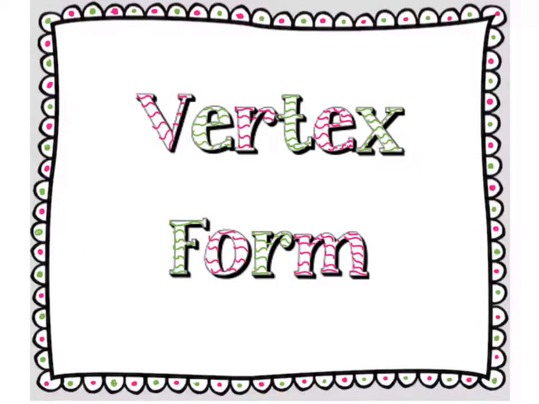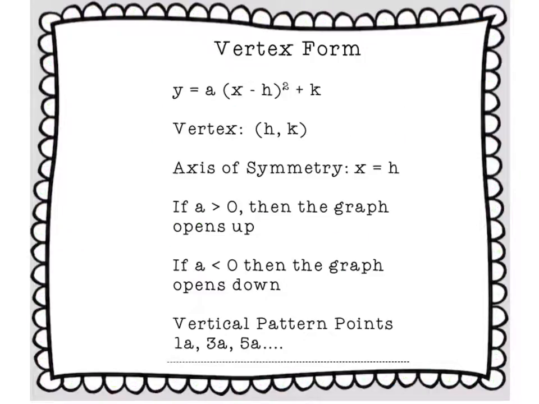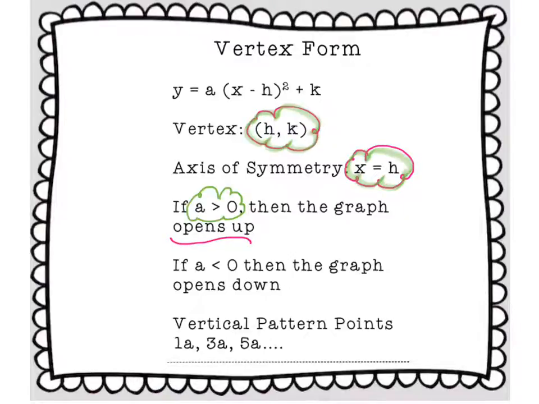With vertex form, we should be quite familiar with this. Here's the template for vertex form. We know the vertex is looking at us basically in the template. And the axis of symmetry, again, we can just define: x equals the h value. And so we also know that when a is positive, this graph is opening up, and when a is negative, the graph is opening down.